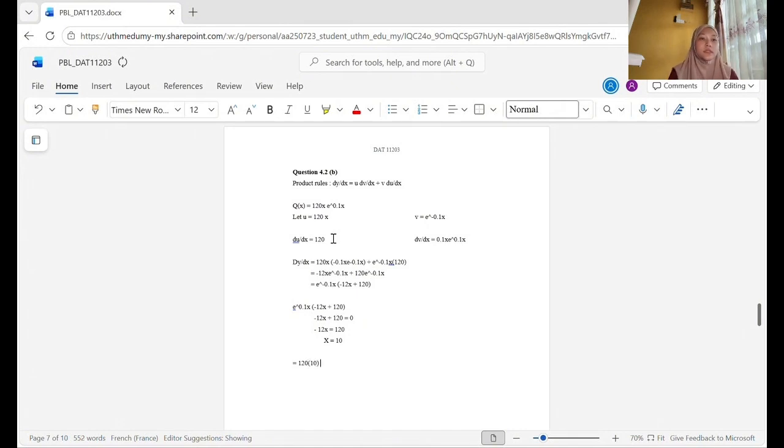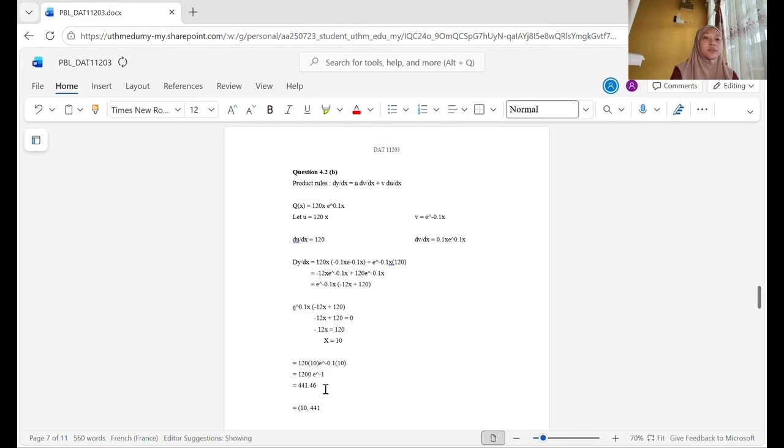Next, we substitute x equals 10 into the original equation to find the maximum value. So Q of 10 equals 120 times 10 times e to the power of negative 1, which gives approximately 441.46. So the maximum point is (10, 441.46).